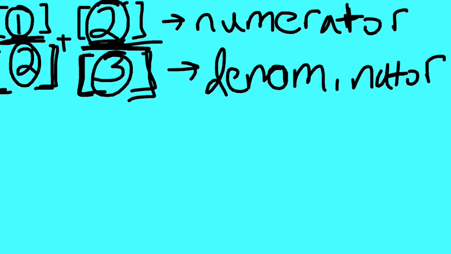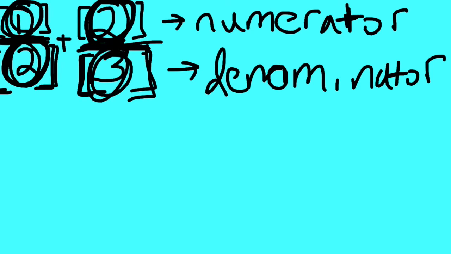So if I say, which of the following 2's is in the numerator, the answer would be this. If I said, which of the 2's is in the denominator, the answer would be this. Is the number 1 in the numerator or in the denominator? It's in the numerator because it's at the top of this line. Is the number 3 in the numerator or denominator? It's in the denominator because it's at the bottom of this line. So this is just some basic terminology that you'll need to know in order to add and subtract fractions.